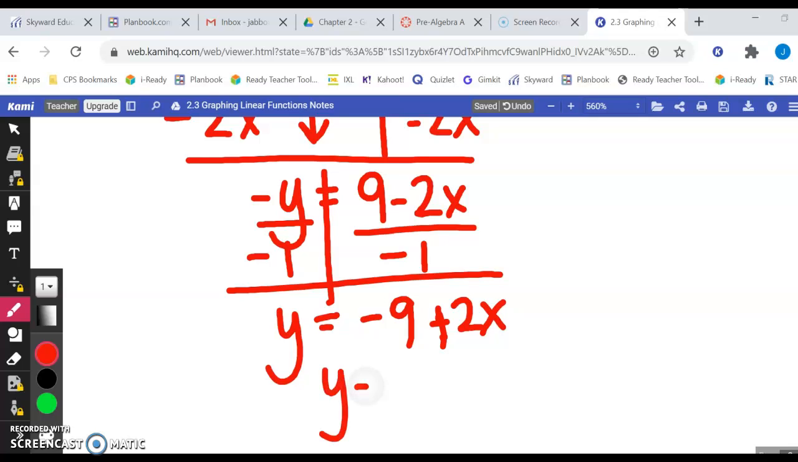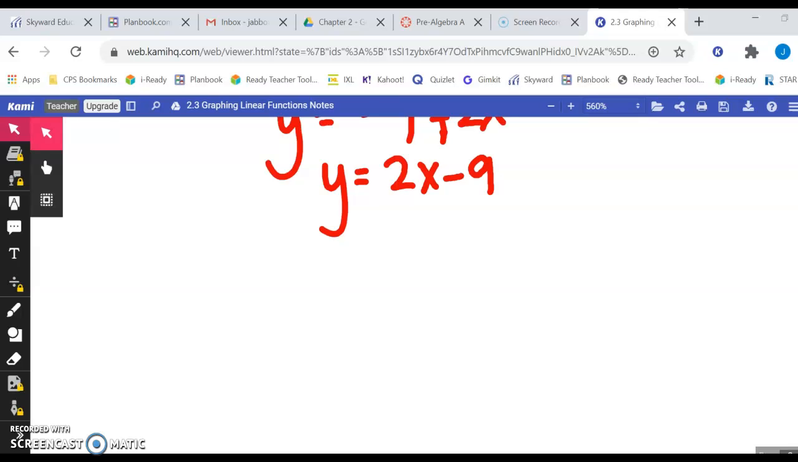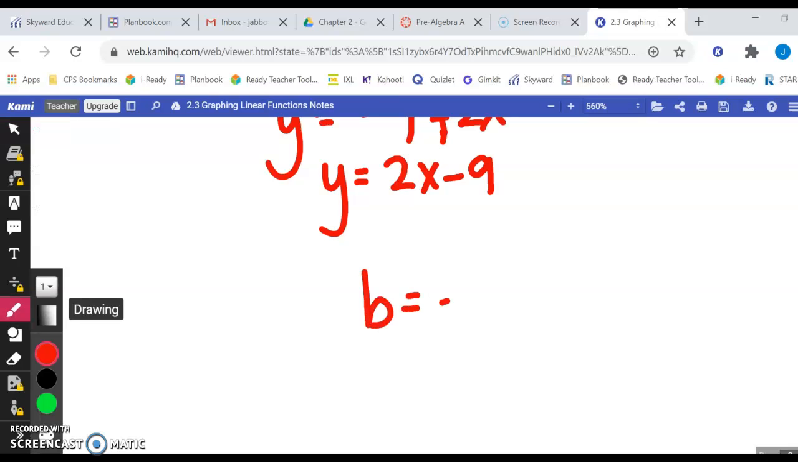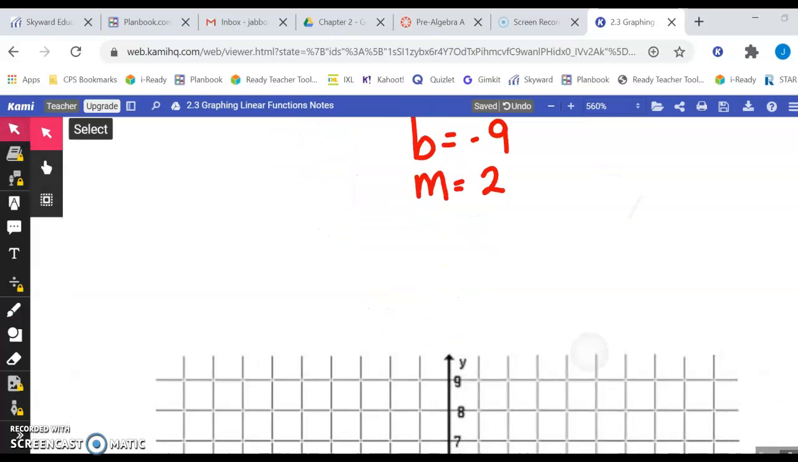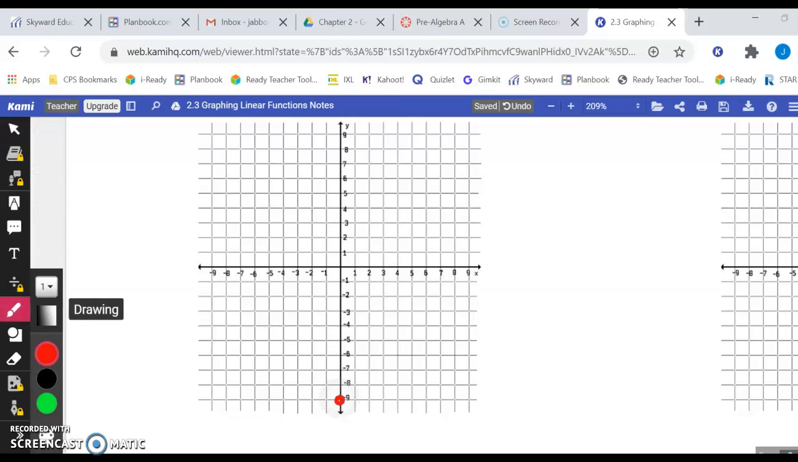I am going to rearrange that, so 2x minus 9, so that it's in the form of y equals 2x minus 9. Now to graph that, our y-intercept is negative 9, so our b is equal to negative 9, and our slope, our m, is equal to 2. So we're going to start with that y-intercept point at negative 9. And our slope is 2, so we're going to go up 2 and over 1, since 2 written as a fraction is 2 over 1. And then we can connect those two, and we have our line.